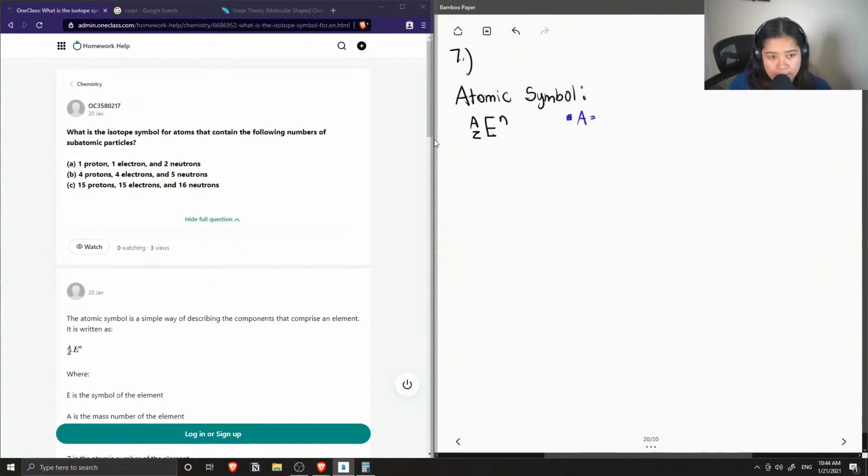A is equal to the mass number, which is also equal to the number of protons plus the number of neutrons. And Z is the atomic number, and this is just equal to the number of protons.